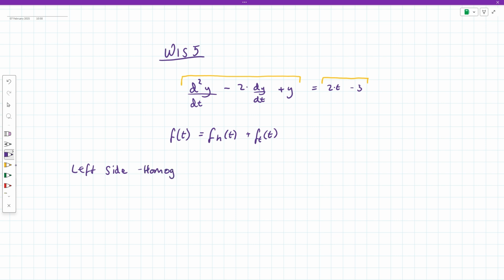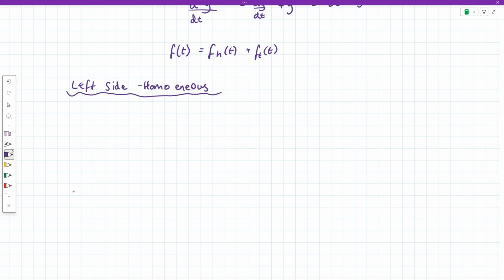Now, let's start solving. I'm going to look at the left side first, which is our homogeneous side. We can look at this equation again, and we can see that it's d2y by dt2 minus 2 times dy by dt plus y, and we can set that equal to 0. The formula sheet tells you this, but you should know that when we're solving this kind of thing, we want to put it in the form of lambda. So this is equivalent to lambda squared minus 2 times lambda plus 1 equal to 0.